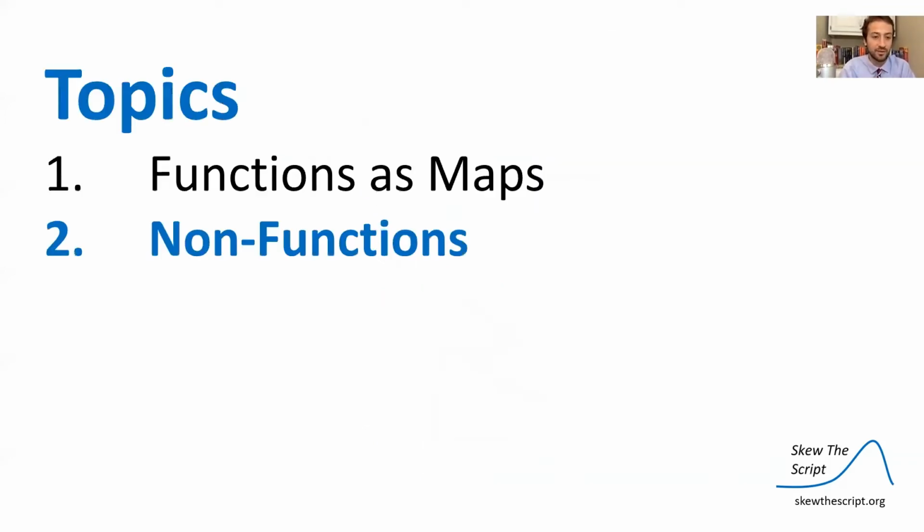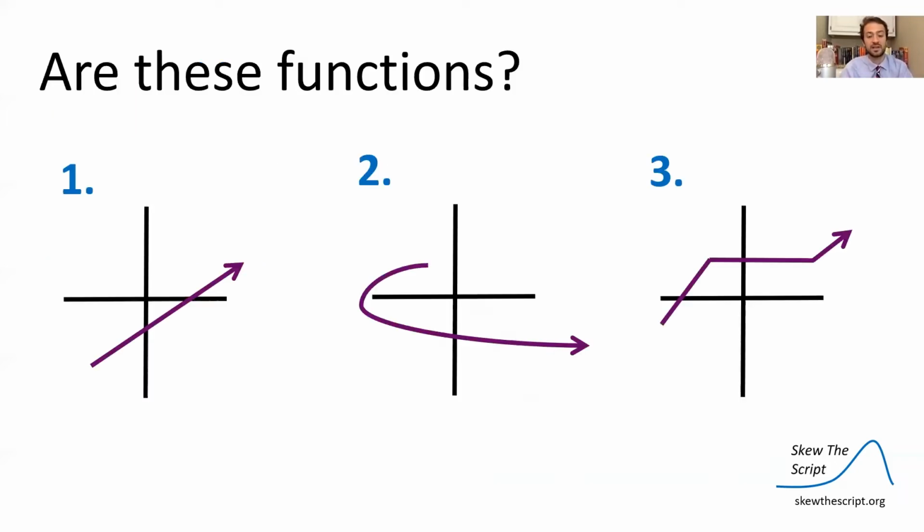It's very confusing. Let's think about what we've already talked about, what makes a function. Let's think about what doesn't make a function, basically what a non-function or not a function is. Here are 3 examples of relationships, and we want to ask the question, are these functions?